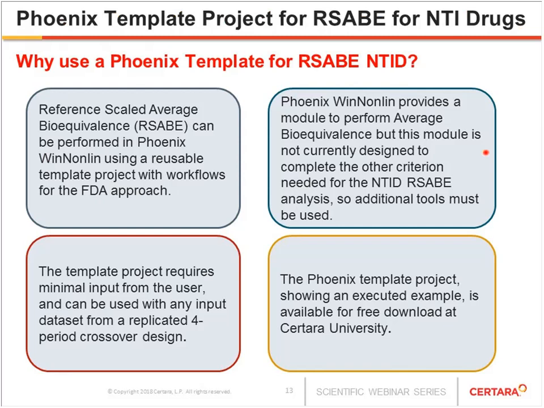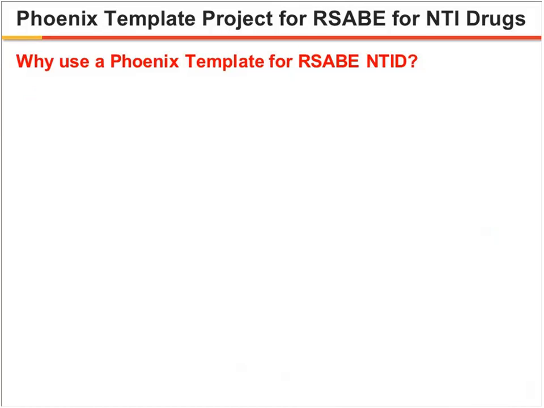Phoenix WinNonlin provides a module to perform average bioequivalence, but this module is not currently designed to complete the other criteria needed for NTIDs, so additional tools must be used. The Phoenix template project, showing an executed example, is available for free download at Certara University.